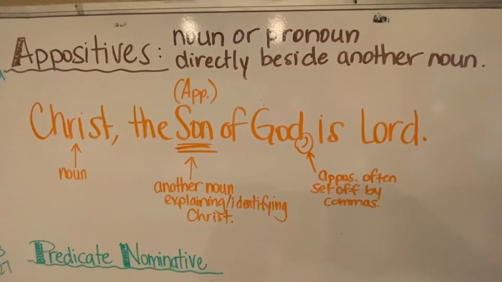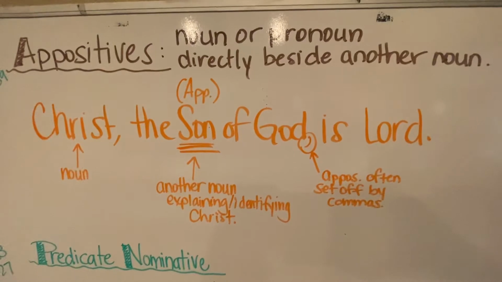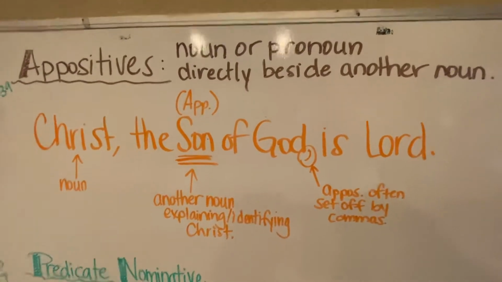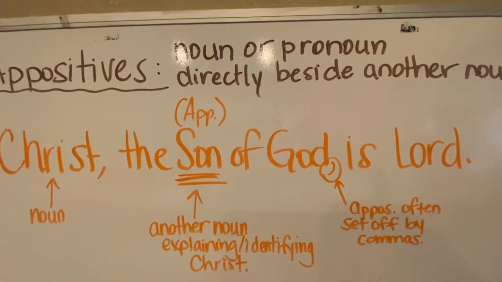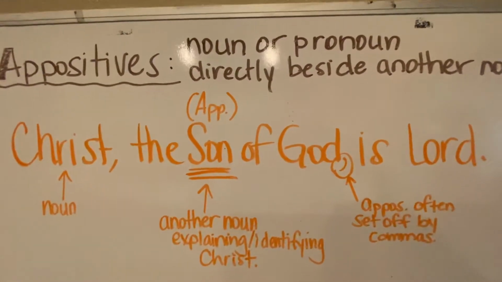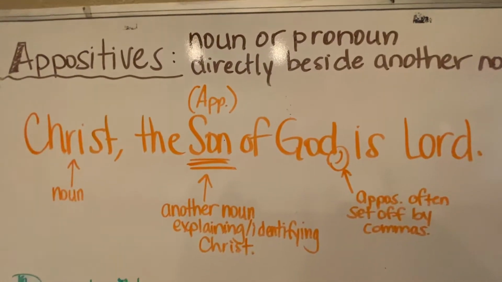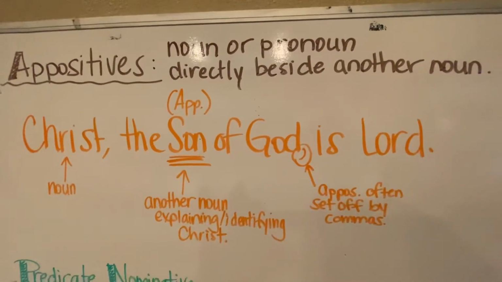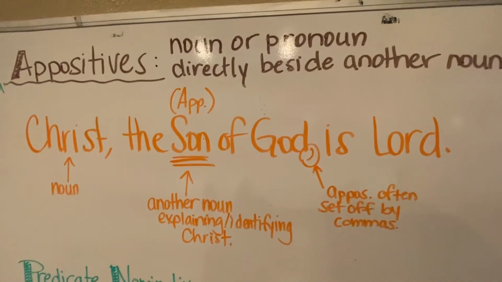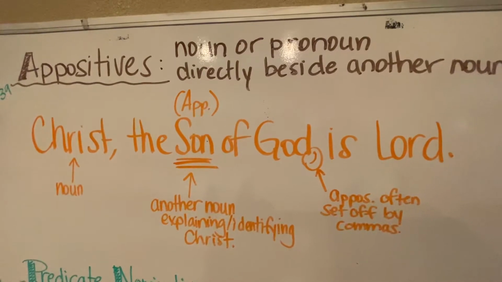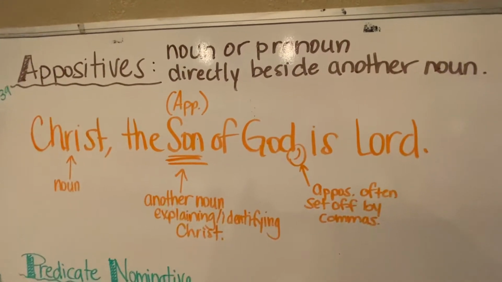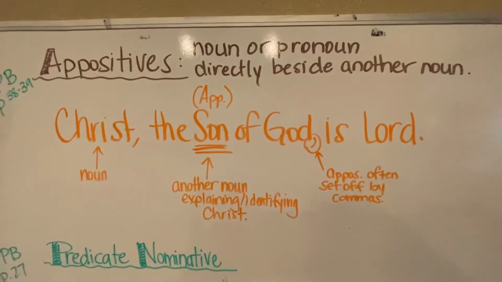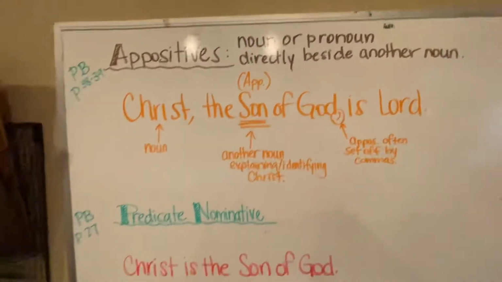And appositives are just another noun that explains or identifies the subject. So here we've got the subject Christ, and so Son is identifying, it's telling us a little bit more about Christ, that he is the Son, okay? And so that's just a quick look at how to determine the appositives when we're translating. I'll come back to this sentence at the very end just to look at one more thing.